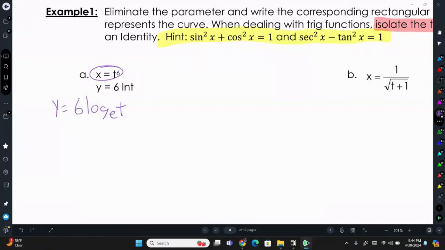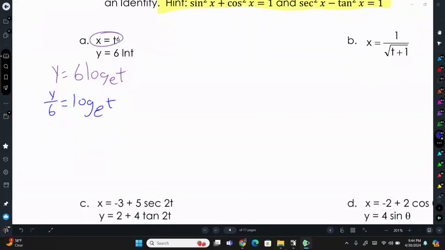ln, 6 ln of t. So that changes to 6 times log base e of t. Divide both sides by 6. We have y over 6 equals log base e of t. And then we can switch it to exponent form. So that's going to be e to the y over 6 equals t.